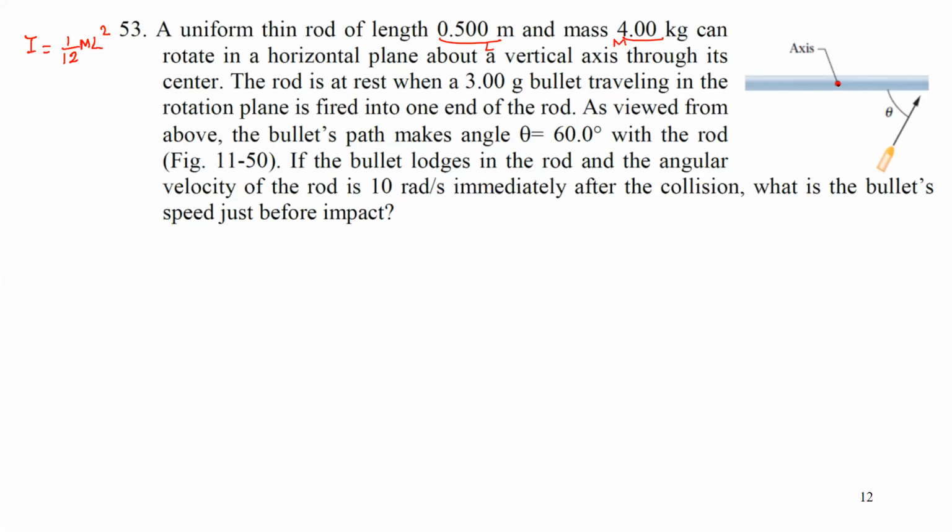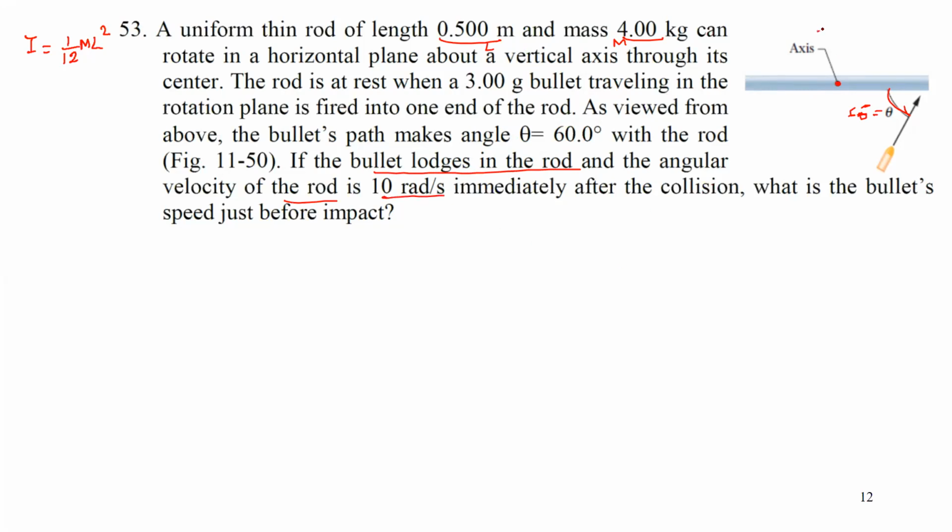And it can rotate. Now here what I did is I will fire the bullet, but at a certain angle here. Now the angle is not 90 degrees anymore. Now the angle is 60 degrees. So you will apply the same thing. Now the question here is, as I said somewhere here, if the bullet lodges in the rod and the angular velocity of the rod immediately after collision is 10.